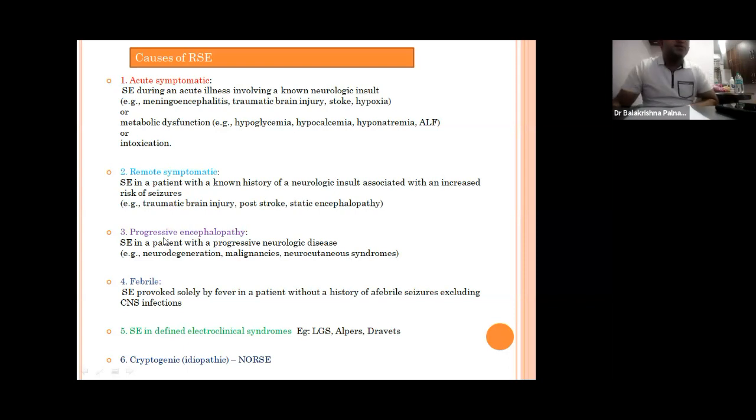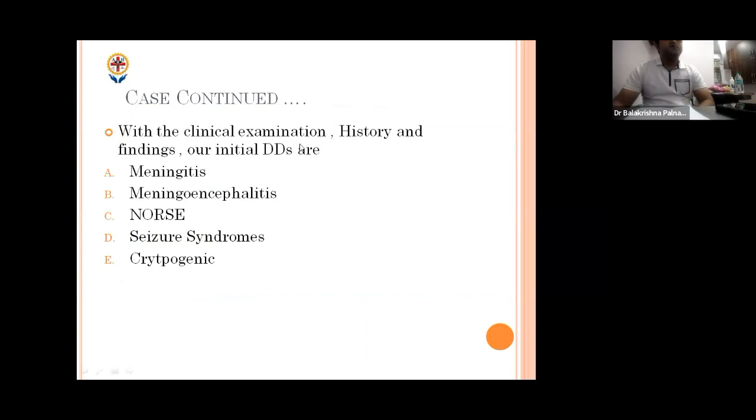In our particular child, progressive encephalopathy is ruled out. Remote symptomatic is ruled out because there is no history of neurological insult. It can be acute symptomatic where the child can be having meningoencephalitis, definitely yes, and febrile, yes, or it can be any electroclinical syndromes, or it can be still cryptogenic, which is idiopathic. So with the clinical examination, history and our findings, as suggested: meningitis, meningoencephalitis, seizure syndromes, new onset refractory status epilepticus, or cryptogenic.